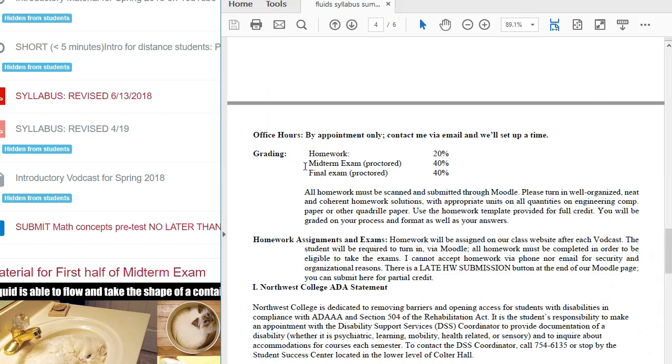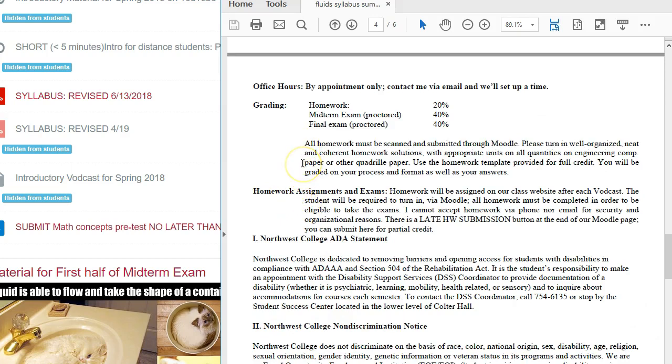Essentially we have 11 homework assignments. We have a math pretest, 9 chapters, and a final paper. Together, those 11 assignments are worth 20% of your grade. The proctored midterm will be worth 40%, and the proctored final will be worth the remaining 40%.